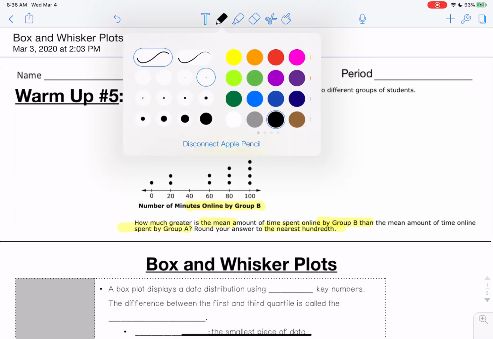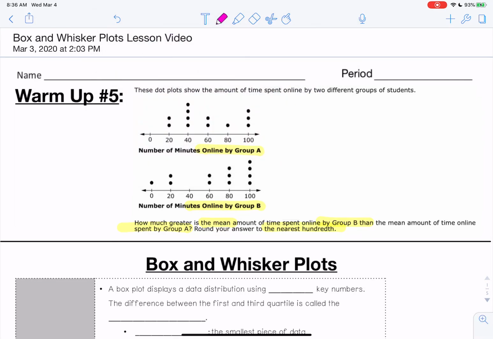Okay, so we have our data. They want to know the difference between the mean, right? How much greater? So we need to find the mean of group A and the mean of group B, and we have to round to the nearest hundredths and take the difference. Now each dot in these graphs represents one data point. So if I was going to figure out the mean of group A, here's my group A. The mean, remember, you have to add all the data points and divide by however many data points you added.